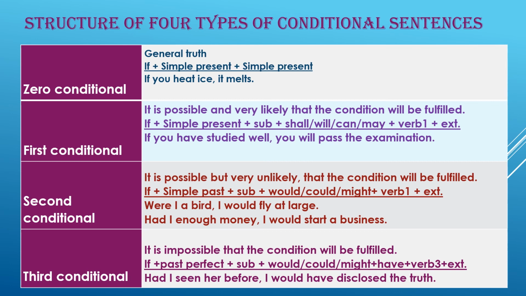Second conditional, the structure is if plus simple past tense plus subject plus would, could, might plus V1 plus extension. For example, were I a bird, I would fly at large. And the last one, third conditional sentence, the structure is if plus past perfect tense plus subject plus would or could or might plus have plus V3 form of the verb plus extension. And example maybe, had I seen her before, I would have disclosed the truth.